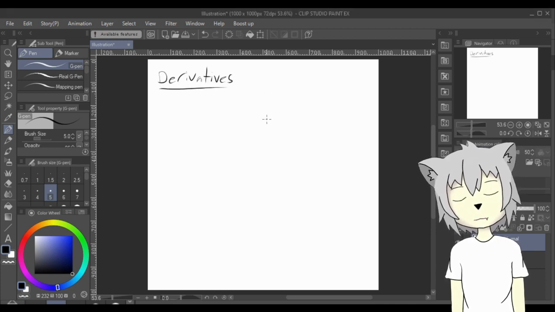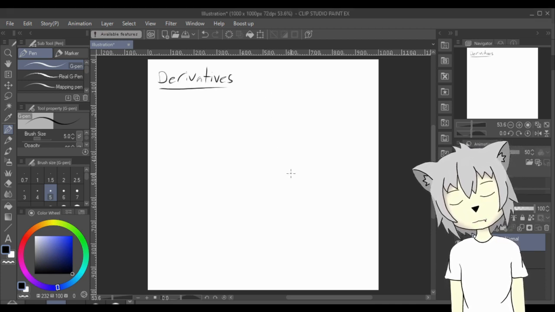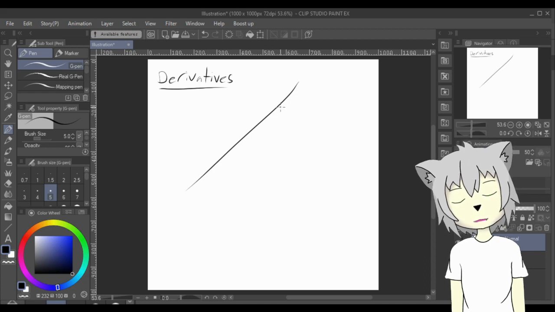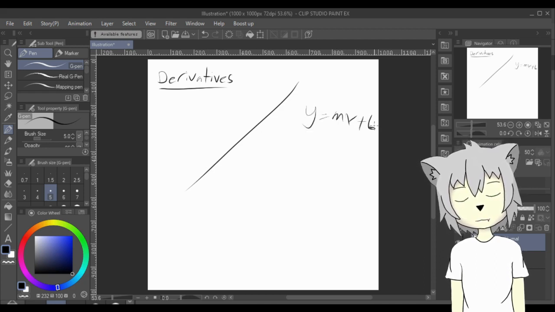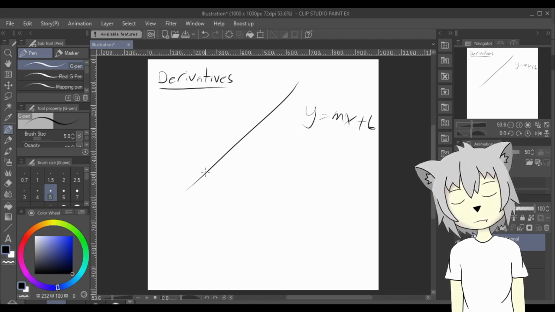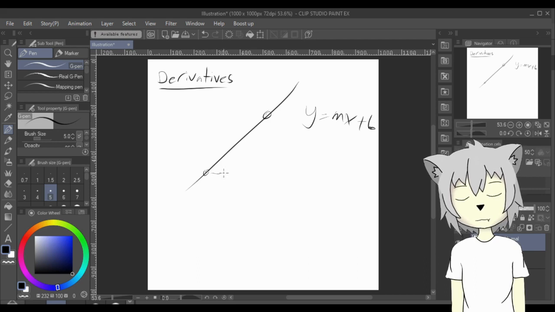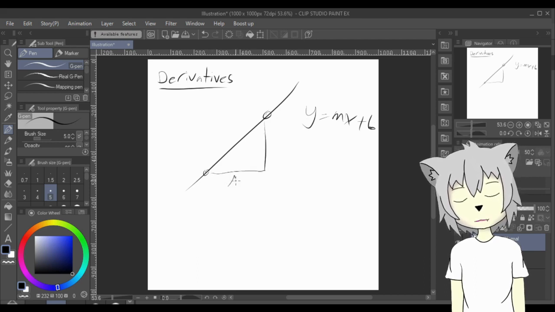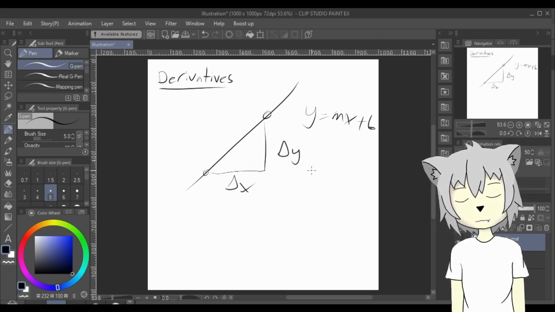Derivatives are basically, how would I put it? You know how you can find the slope of a graph of, like, y equals mx plus b and stuff. You can find the slope of a line if you know 2 points, and you can find the change in x by the change in y. The slope is equal to exactly that.